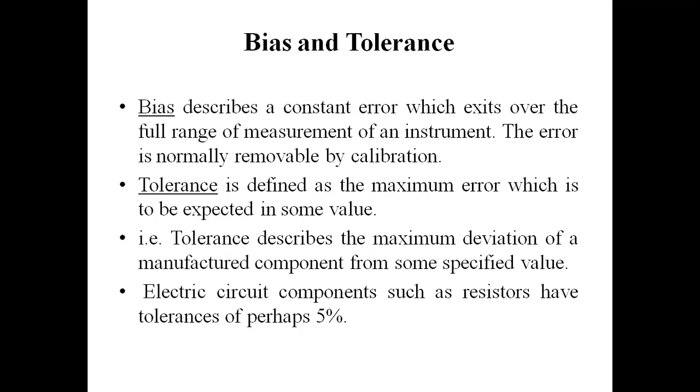The next thing we have to define is bias and tolerance. Bias describes the constant error which exists over the full range of measurement of an instrument. The error is normally removable by calibration. Tolerance is defined as the maximum error which is to be expected in some value. That is, tolerance describes the maximum deviation of a manufactured component from some specific value. Electrical components such as resistors have a tolerance of perhaps 5%.